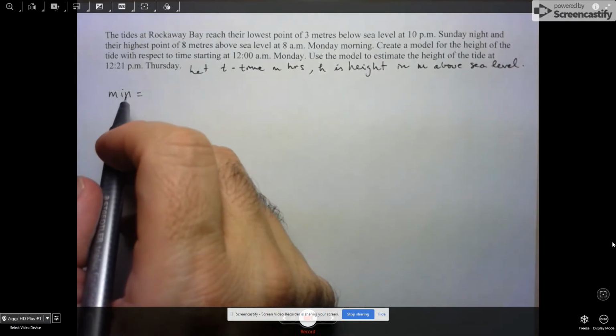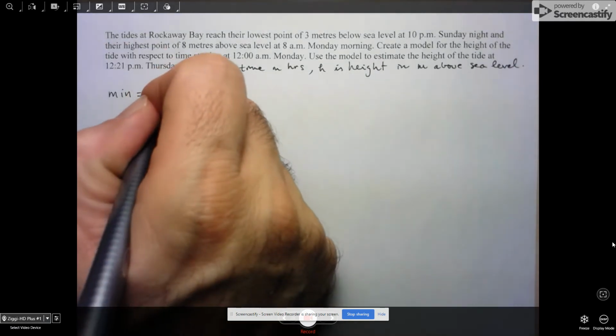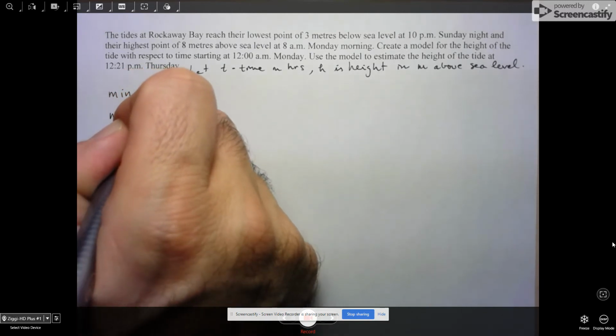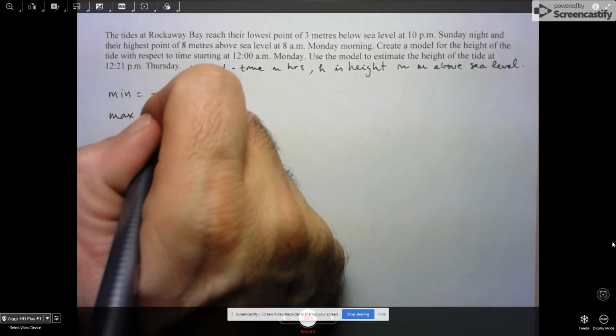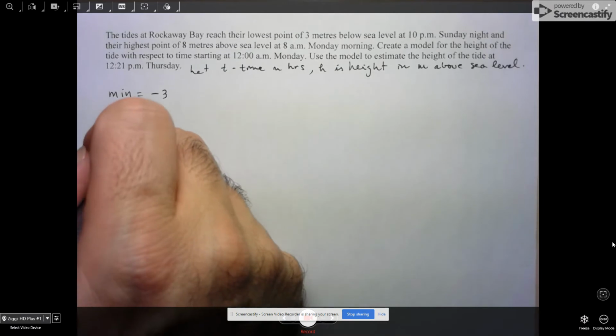Okay, so since we're below sea level here, our minimum is going to be -3. Our maximum is 8 meters above sea level, so +8. And we need our period.